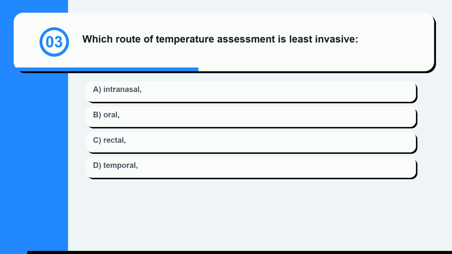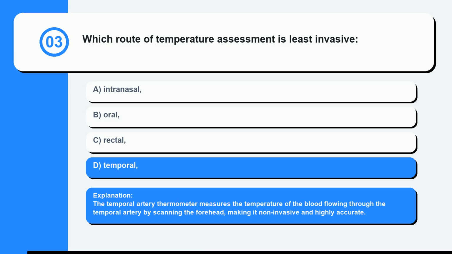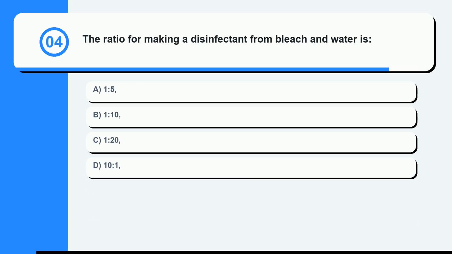Question 3. Which route of temperature assessment is least invasive? A. Intranasal, B. Oral, C. Rectal, or D. Temporal. The correct answer is D. Temporal. The temporal artery thermometer measures the temperature of the blood flowing through the temporal artery by scanning the forehead, making it non-invasive and highly accurate.